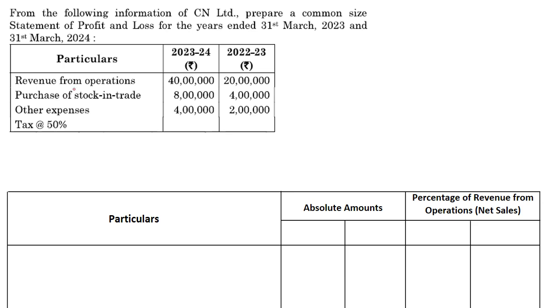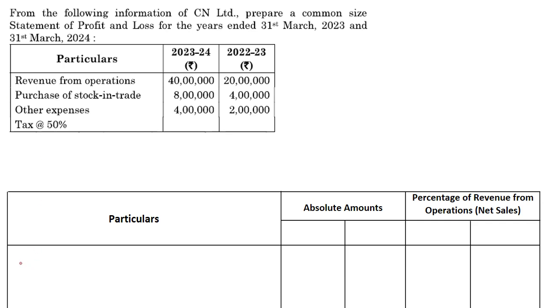From the following information of CN Ltd, prepare a common size statement of profit and loss for the year ended 31st March 2023 and 31st March 2024. And we've been given very little data. Now keep in mind, we have to follow Schedule 3 of the Companies Act 2013 and the format for particulars according to Schedule 3.